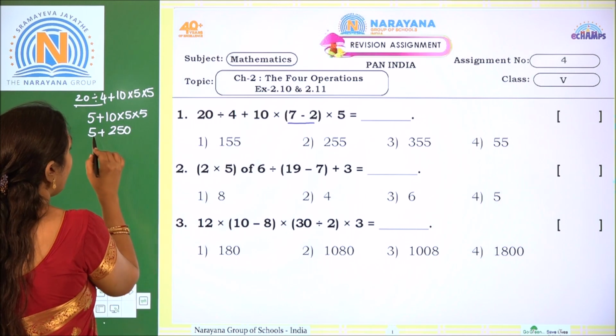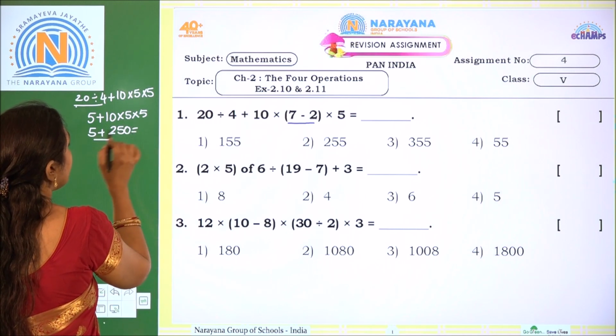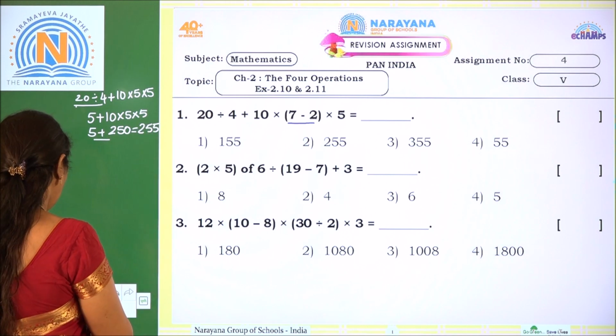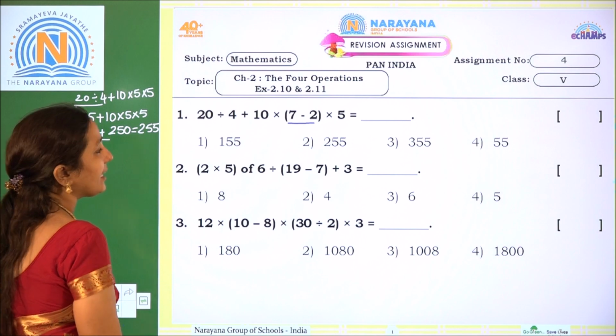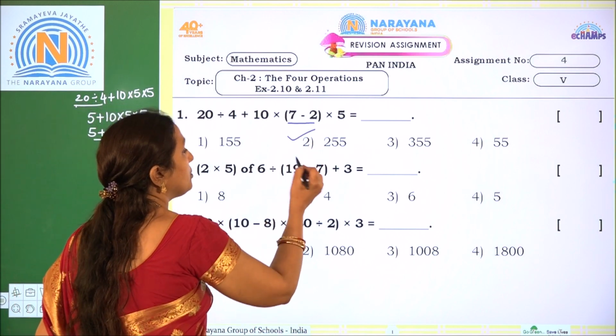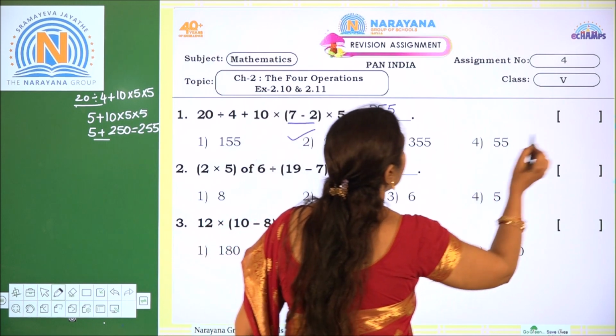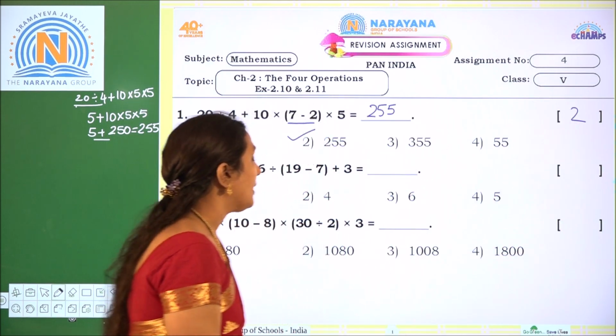Now after that, addition. So we get 255. Which is the correct option? Option 2, 255. So the answer is 255. The required option is 2. Coming to the next one.